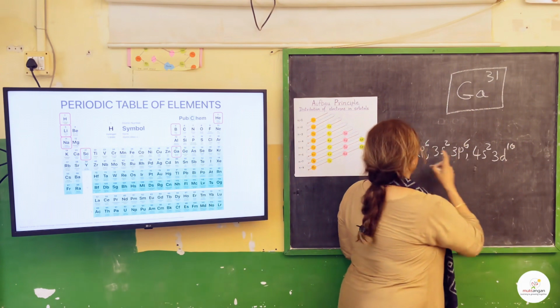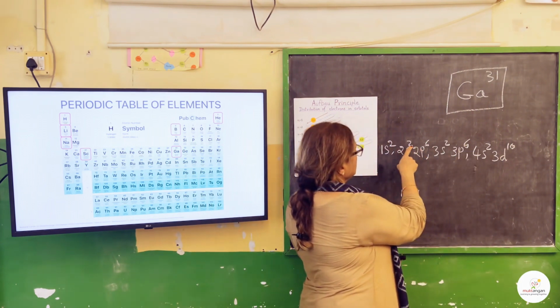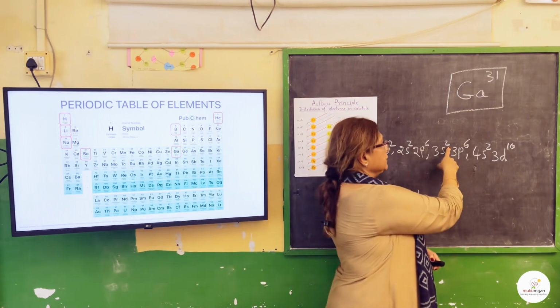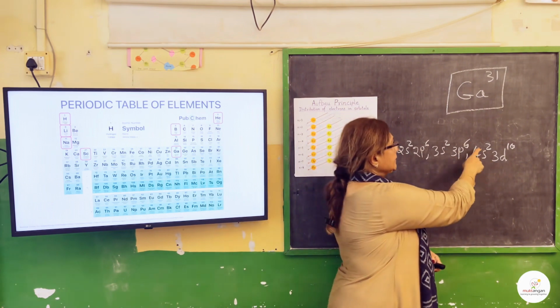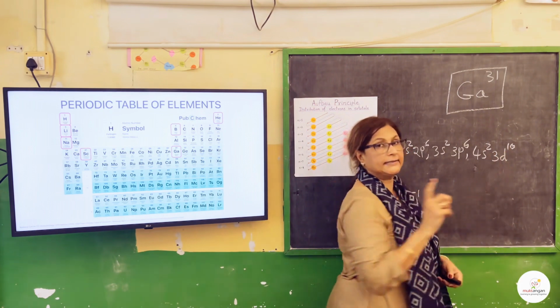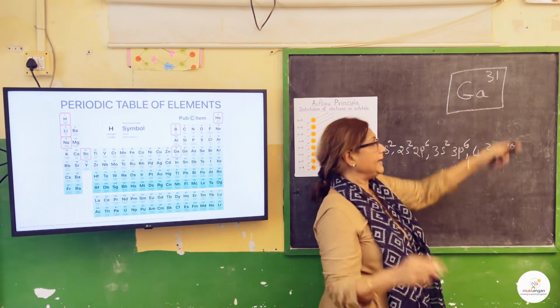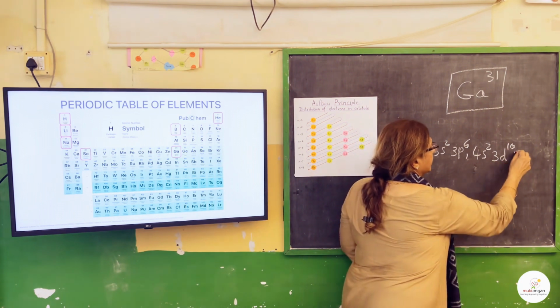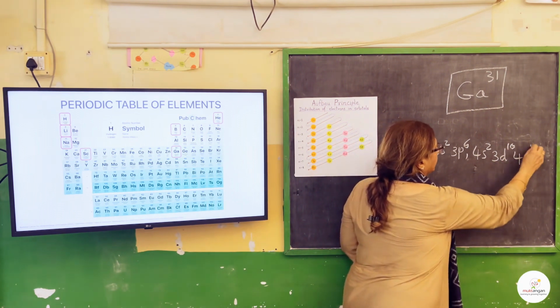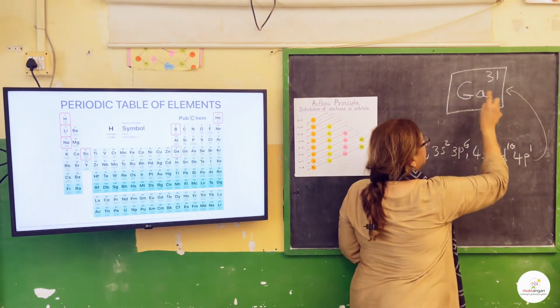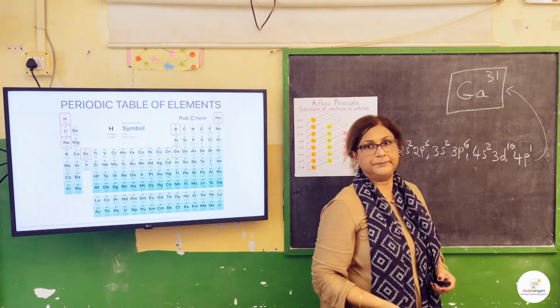3d10. If we count this, 2 and 2, 4, plus 6 is 10, plus 2, 12, plus 6 is 18, plus 2 is 20, plus 10 is 30. Still 1 remaining, which will go in the P block. So again, after 3d, it becomes 4p1. So that's the electron configuration for this element, gallium.